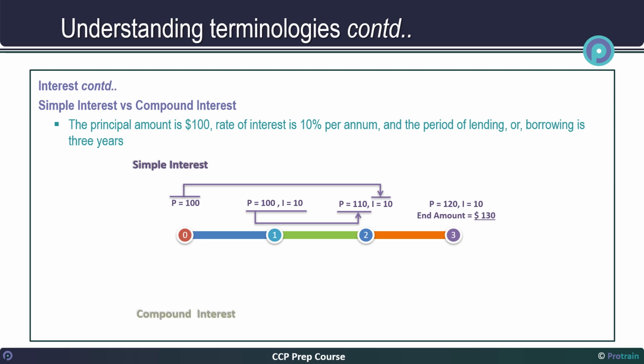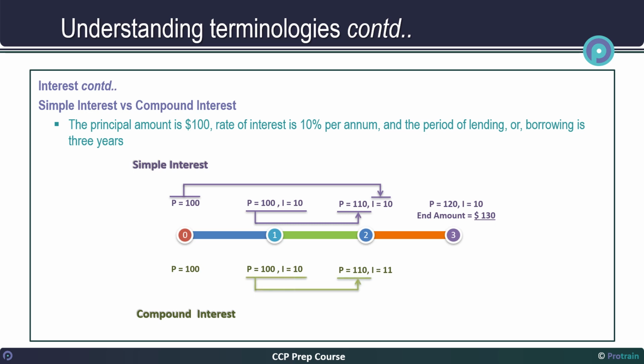Now let's go to the scenario of compound interest. For year 0, or at the beginning of year 1, things are same, principal amount is $100. Again, on year 1, similar to simple interest, principal shall be $100 and interest shall be $10. Now let's go to year 2. On year 2 there is no change in the principal amount. This is $110, which is sum of 100 plus $10.